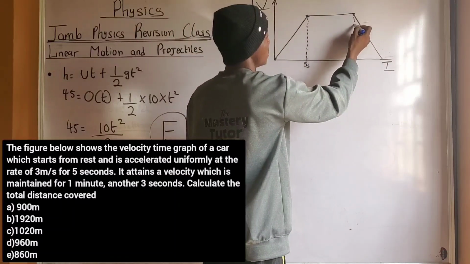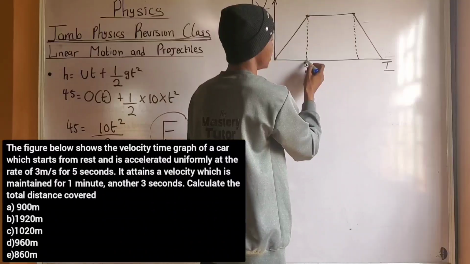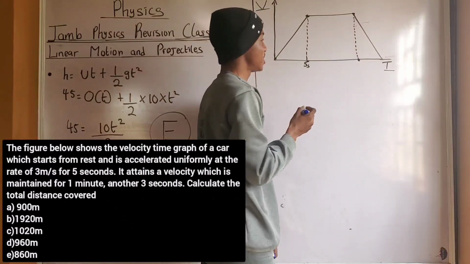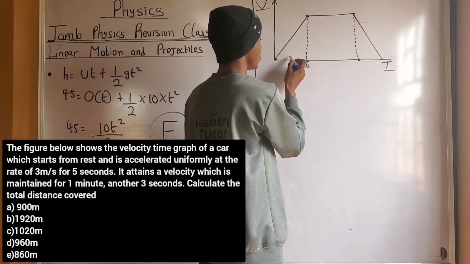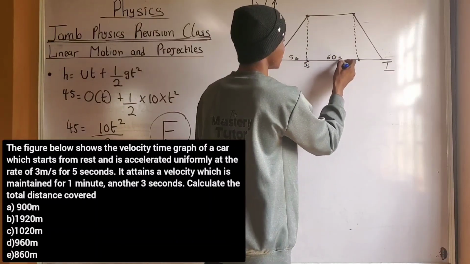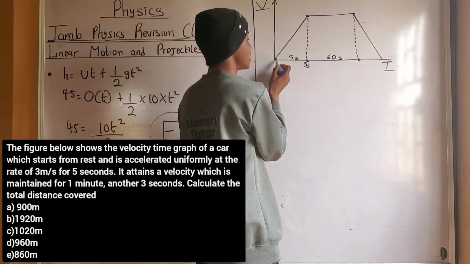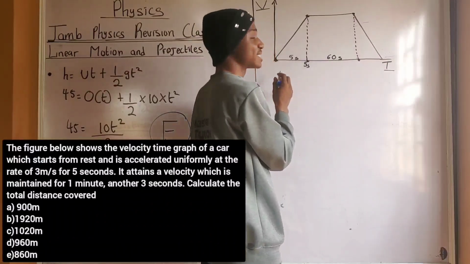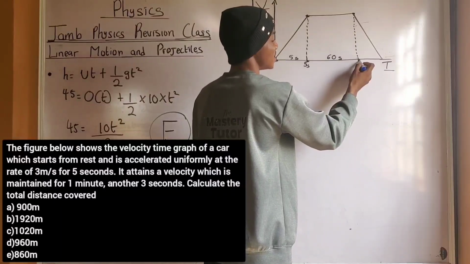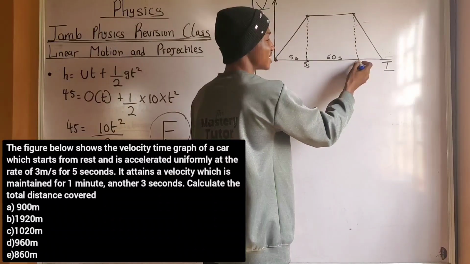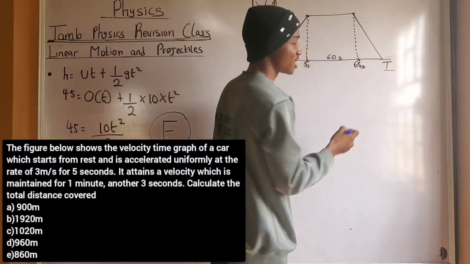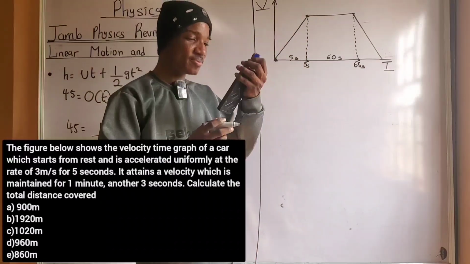Okay, so that means the time from here to here is 60 seconds. Are you getting it? So the time from here to here is what? 5 seconds. From here to here is 60 seconds. Now, if I want to calculate the time from this point to this point, that is 60 plus 5, right? That is 65 seconds. Are you getting it? Okay.